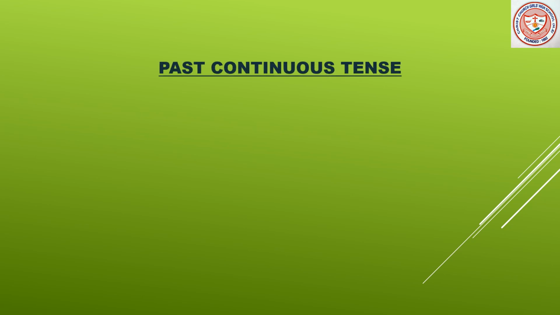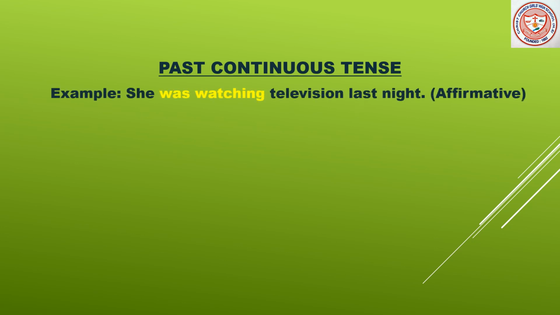Now we will be talking about the second type, that is past continuous tense. Past continuous tense is used when the action was continued in the past. Example: she was watching television last night. This is an affirmative sentence, and in this sentence, past continuous tense is used to denote an action going on at some time in the past. And we have used was as a helping verb and we have added ing with the main verb watch.